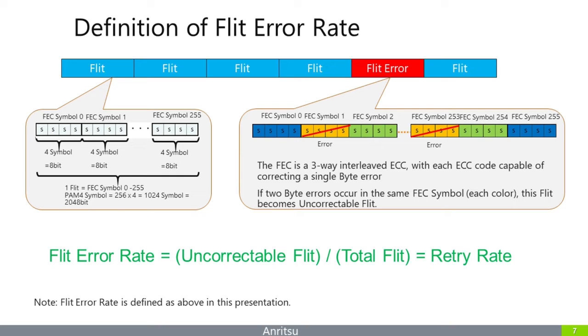But in this case, you can find 2 orange FEC symbols have errors. In that case, that error cannot be corrected. That will be a Flit error. And there's a definition of Flit error rate. That will be uncorrectable Flits divided by total Flits. That is equal to the retry rate.